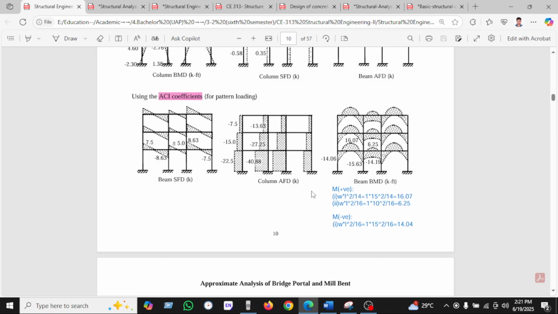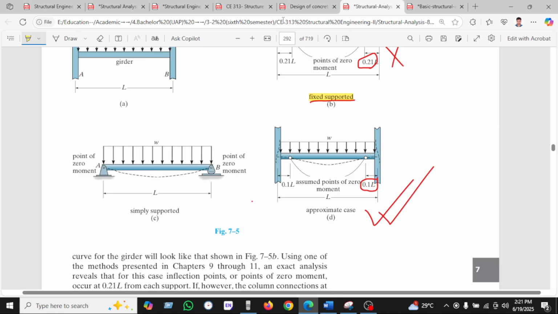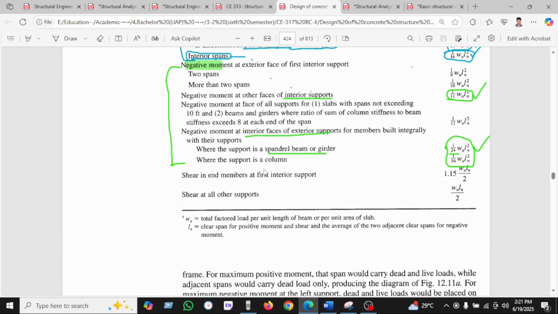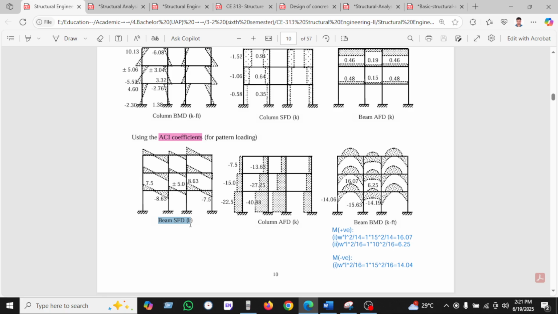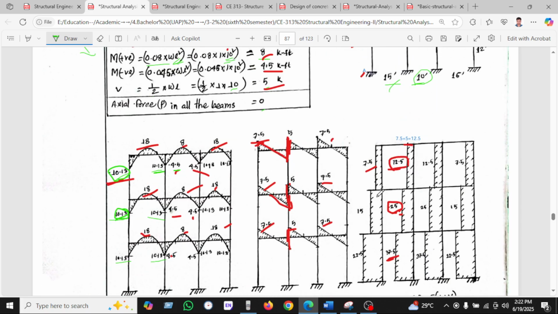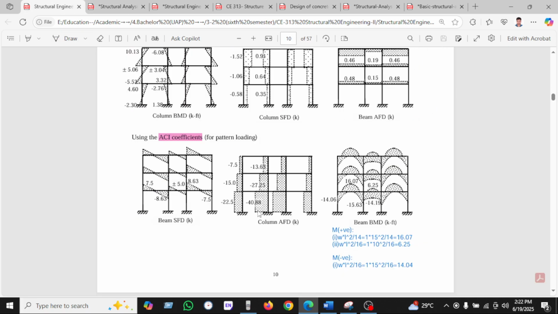In this way we can find the shear force and axial force in the same way as given here. For the shear force, at the first exterior support it is 1.1 WL divided by 2, and WL divided by 2 for all other sections. The shear at the first interior support or other members is WL divided by 2. If we calculate it here, we will find the shear force, and the axial force will be the sum of the shear loads, as shown here.